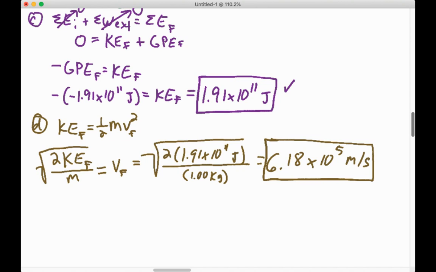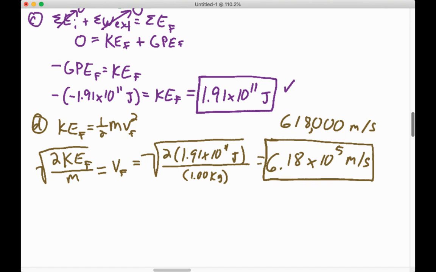So 6.18 times 10 to the 5th is the same as 618,000 meters per second, moving the decimal point 1, 2, 3, 4, 5 places. So yeah, that's pretty fast. Bloody cheetah. That's 1.2 million miles per hour. So yeah, it's pretty fast.